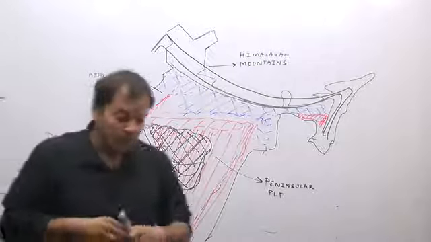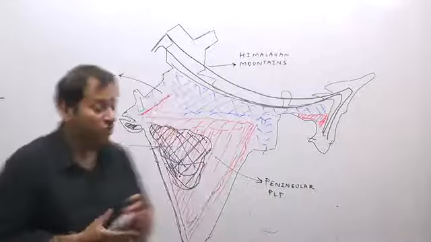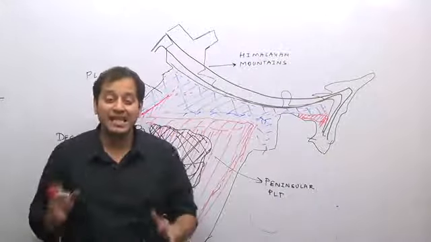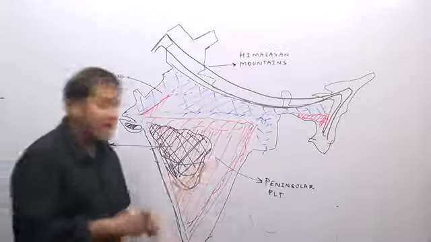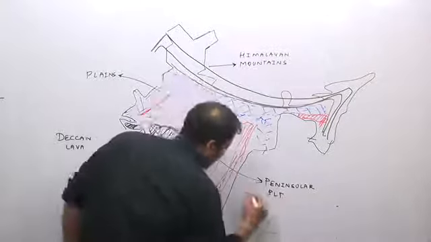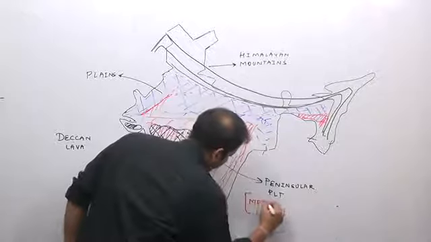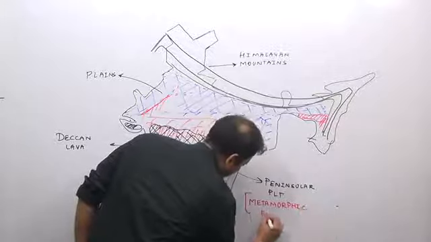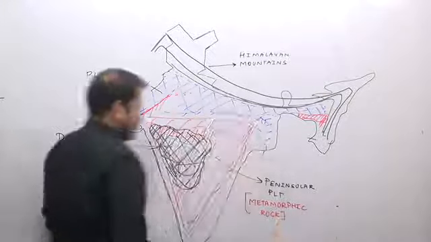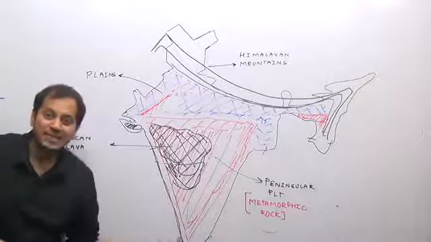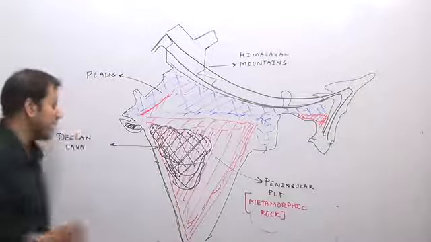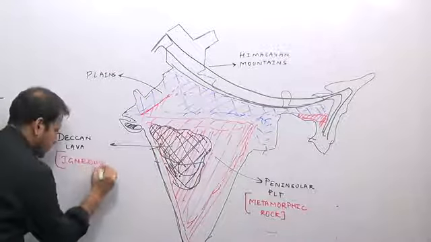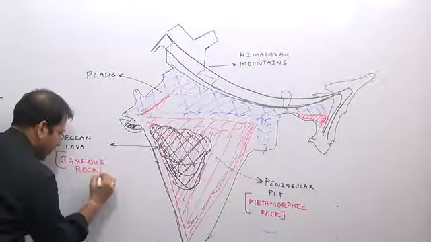Now, if I ask you what the characteristics of this rock are: this Peninsular Plateau is the oldest plateau in the world. It is one of the oldest landforms in the world, and therefore this reddish color rock here is a metamorphic rock. The Deccan Lava Plateau is an example of a volcanic eruption. So what will be the rock here? It will be an igneous rock.